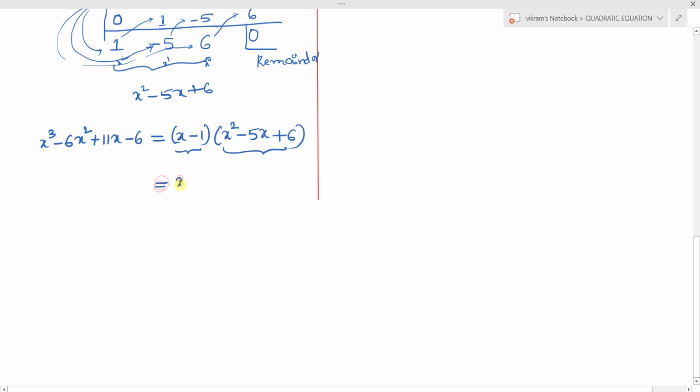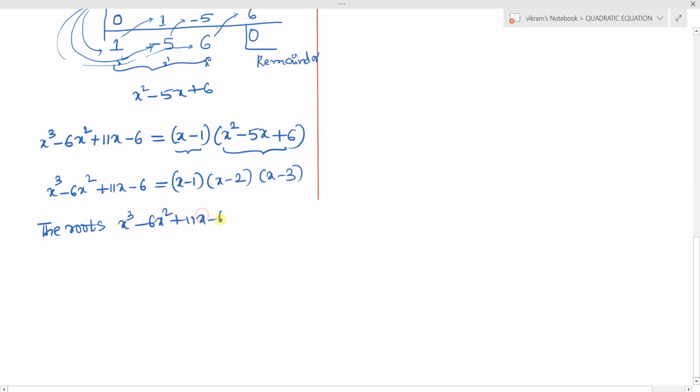Now we can factorize this quadratic expression x square minus 5x plus 6 as x minus 2 into x minus 3. So x minus 2 and x minus 3 are the other factors of this cubic equation x cube minus 6x square plus 11x minus 6. Then we can factorize it into x minus 1 into x minus 2 into x minus 3. Now what are the roots of this equation, x cube minus 6x square plus 11x minus 6 equals 0?